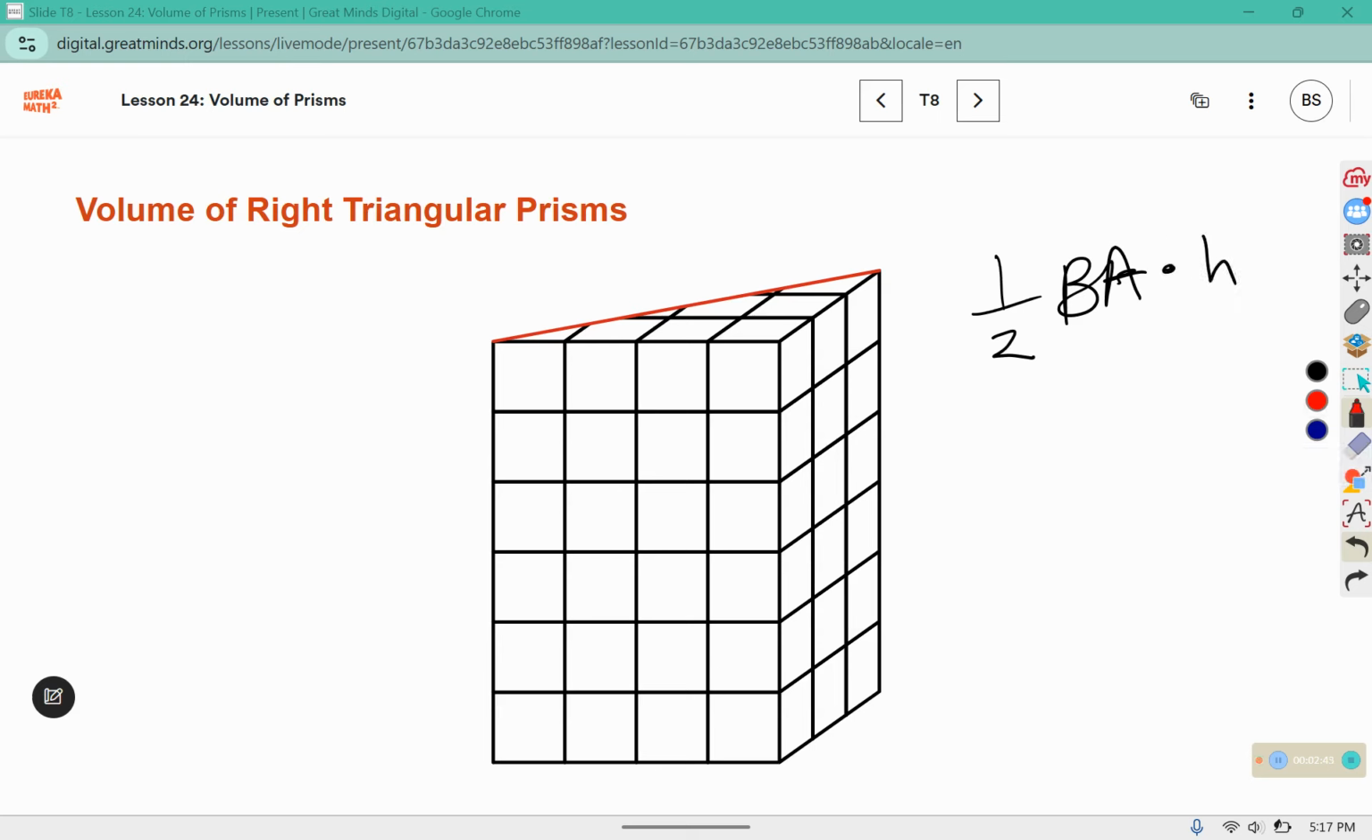But this half of the base area of a rectangle is just the formula for the triangle. So if we just think of it as the formula for a triangle's base, and then times it by the height of the prism, that would work in this case as well. So we're swapping out the base area of a rectangle with the base area from a triangle.